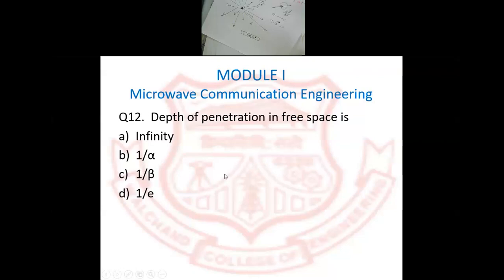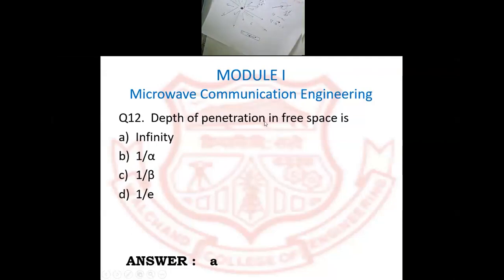Now e is equal to whatever the values we have, e raised to something. That is nothing but the depth of penetration. We can say e raised to something. What will be the z or d? Alpha d or alpha z. That is about the attenuation.